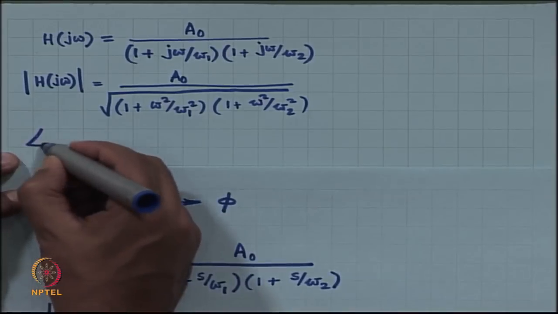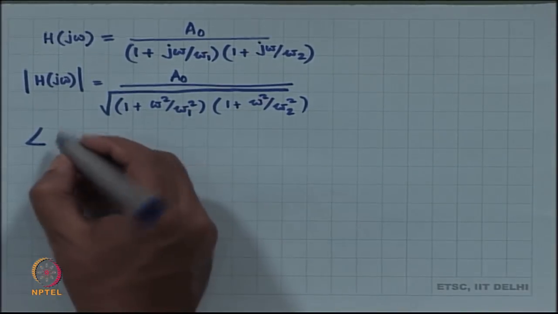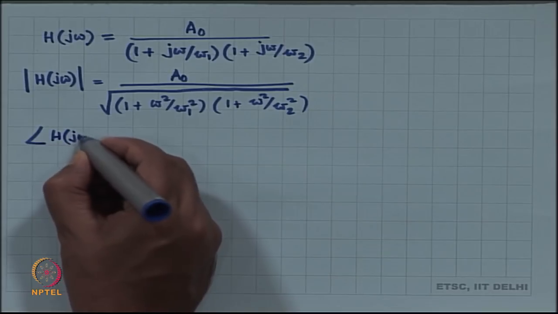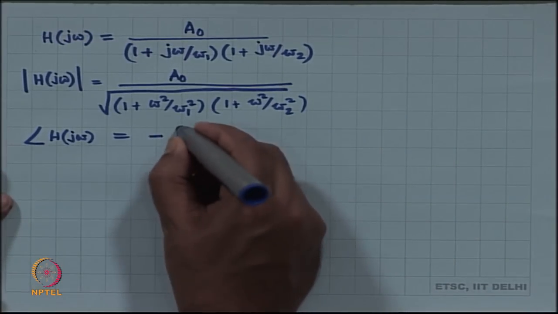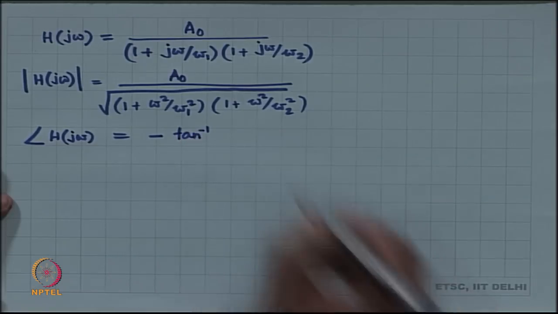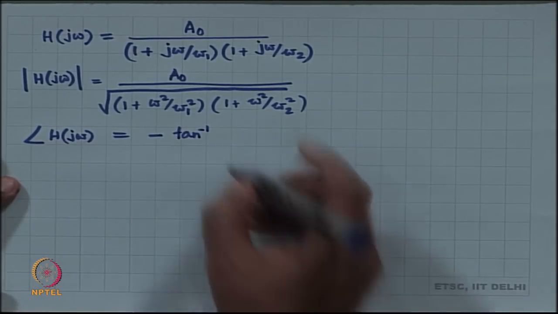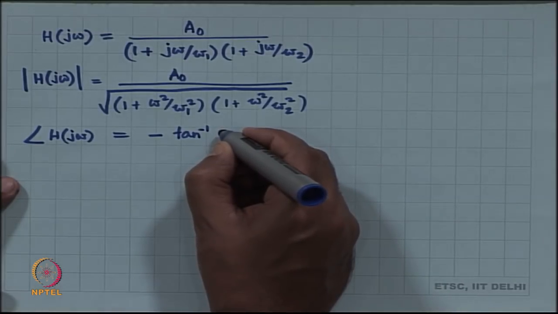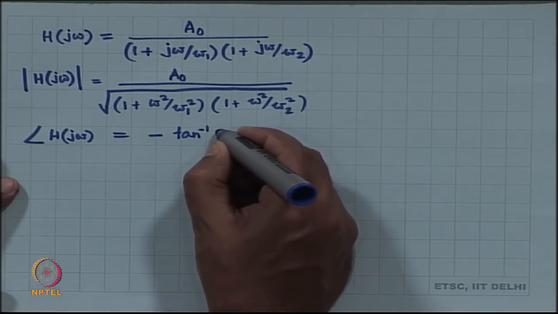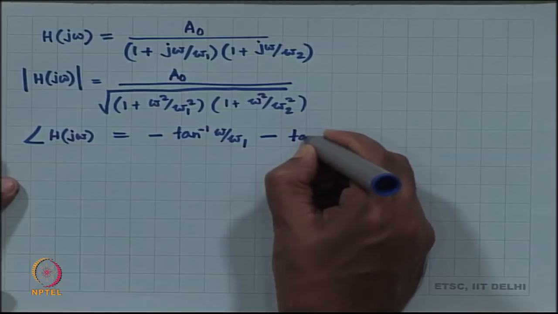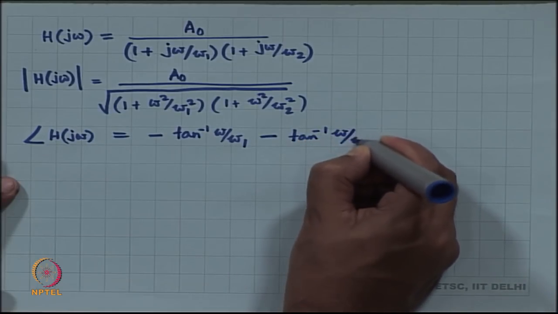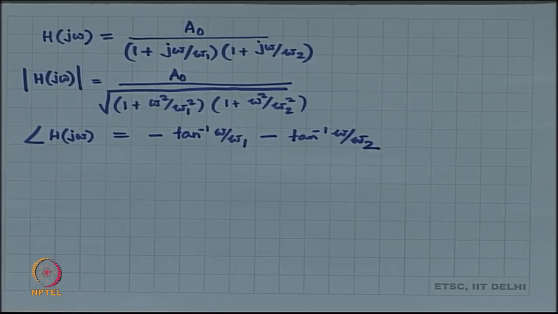Okay. And what is the angle? What is the angle? Minus tan inverse omega by omega 1 minus tan inverse omega by omega 2.